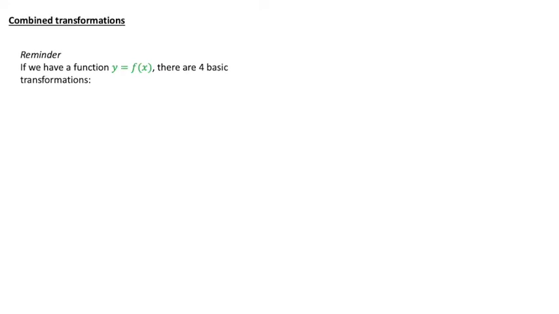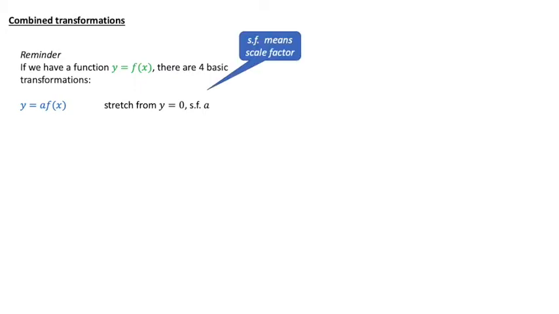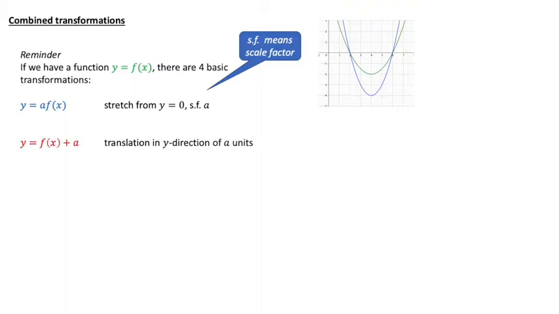If we have a function y equals f of x, there are four basic transformations. We can have y equals a f of x, which is a stretch away from y equals 0 with a scale factor of a. SF means scale factor, of course. And that looks like that. The blue one has been stretched by a factor of 2 away from the y equals 0 or x-axis.